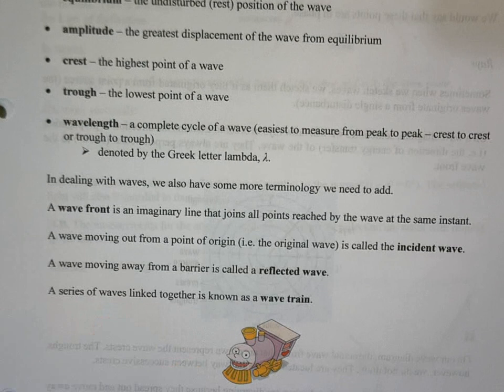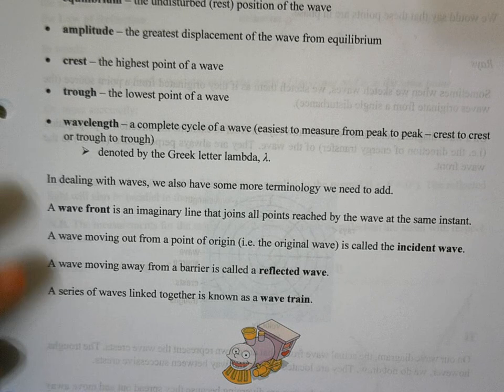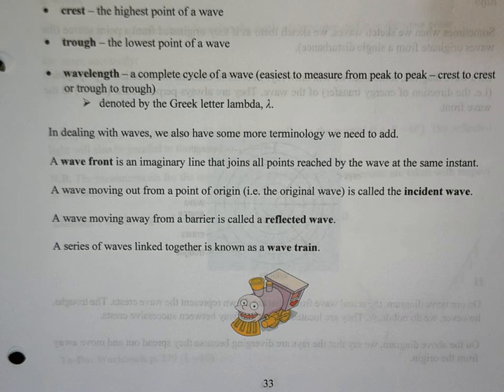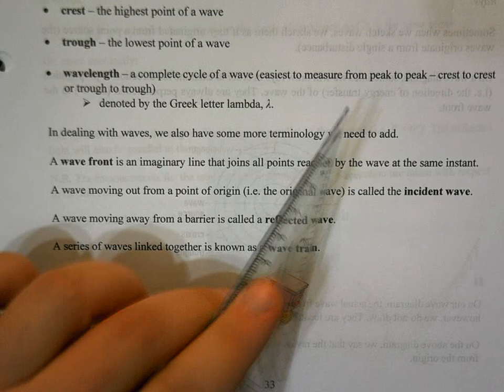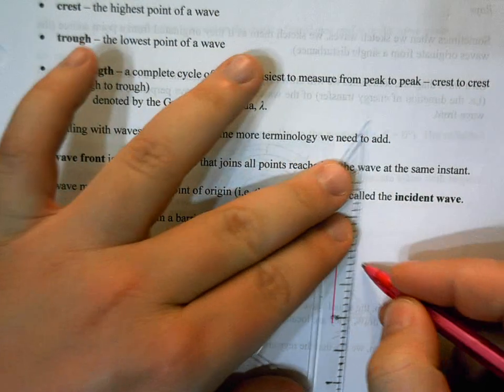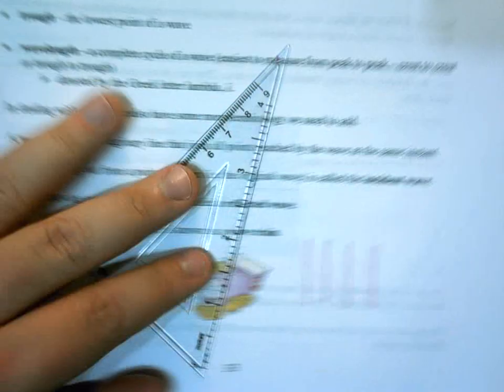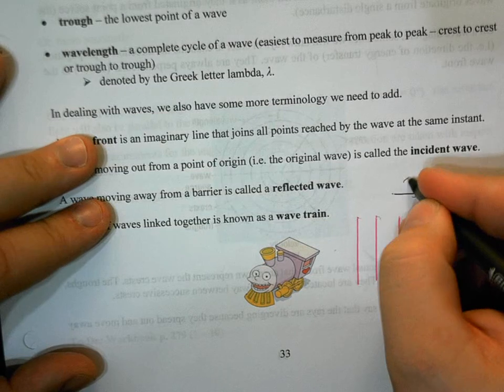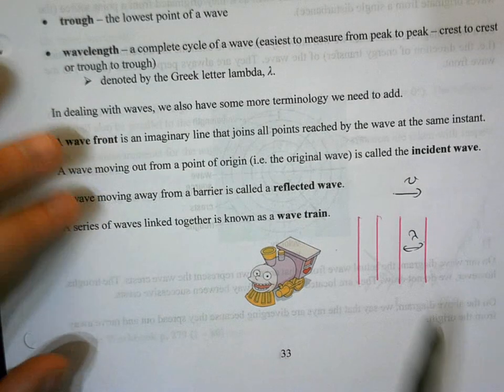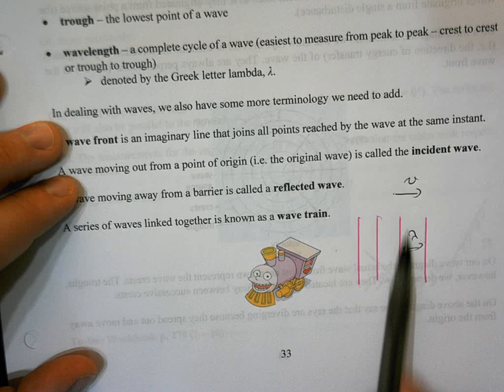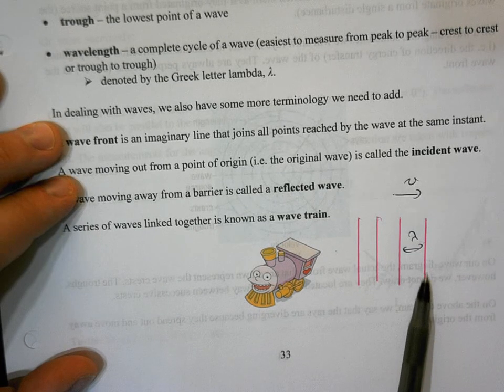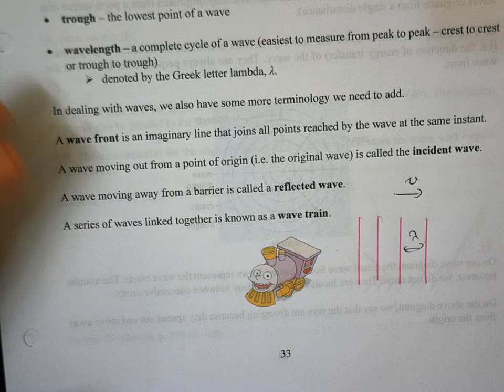The other thing is we have a few more terms to deal with. So we have a wavefront. A wavefront is what we would call this imaginary line. It joins all the points that a wave reaches at some instant. So for example, if we're looking at a wave propagating in time, it's going this way, this is its wavelength. This would be known as the wave front, these pink lines. This is just showing where the wave reaches at a certain moment in time.